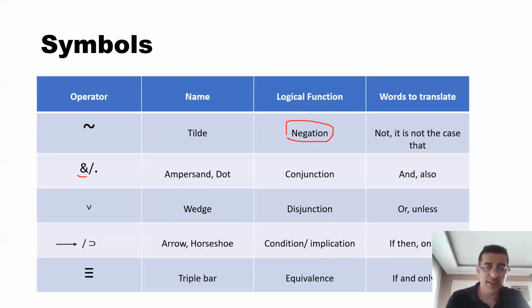Then the arrow represents condition or implication. You can just say if X, then Y, or only if, and then we'll see how these two things might be different. And finally, we have a triple bar, which is used for equivalence, or sometimes we call it biconditionals or conditionals. It is used when we have if and only if, and then we'll see how we might use a different way to symbolize it rather than the triple bar.